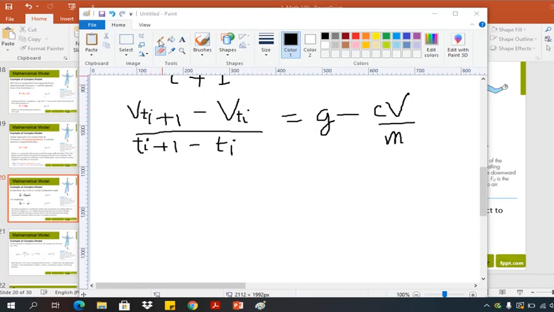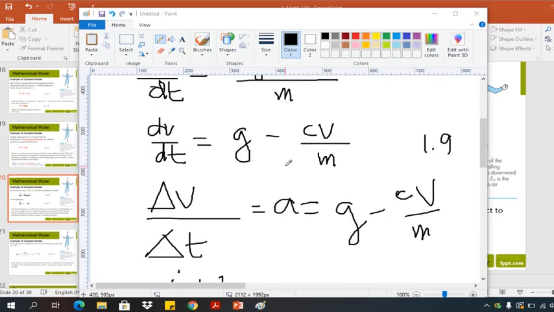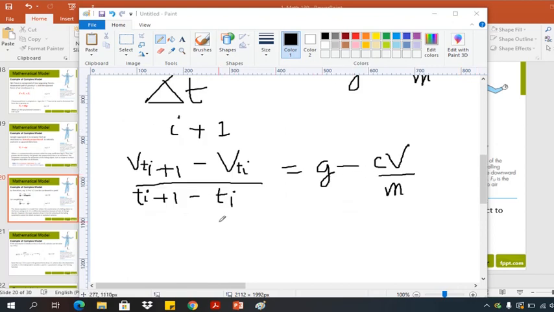This velocity is during the time of initial plus its interval of 1, and this velocity is during the initial time. Also remember from calculus that dv over dt is the limit as the delta time approaches 0, so it will reverse the process. This is an example of a finite divided difference.